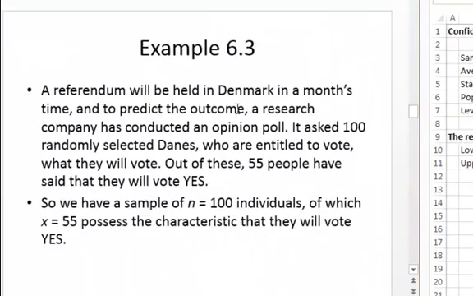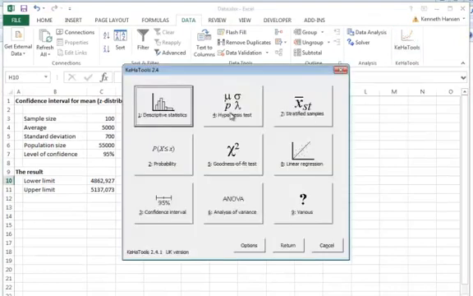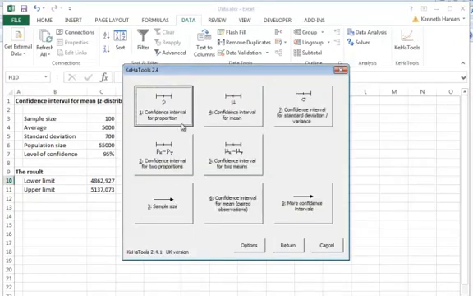In the next example, we are going to hold a referendum here in Denmark in a month's time, but we have made an opinion poll. We know that 55 out of 100 are going to vote yes, but how precise is this estimate? We can use KeHaTools again. Confidence interval for the proportion.